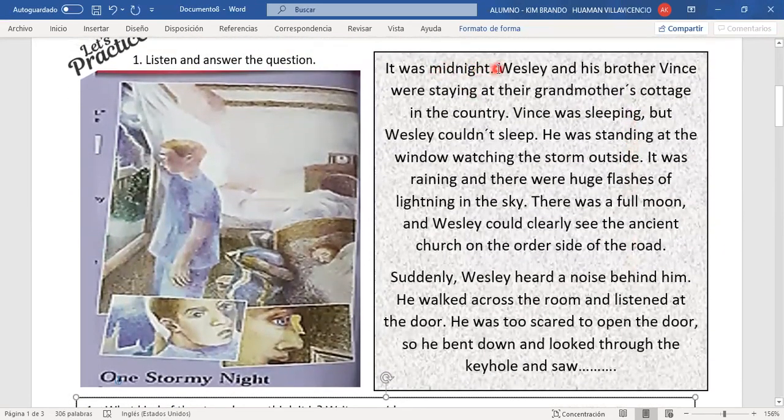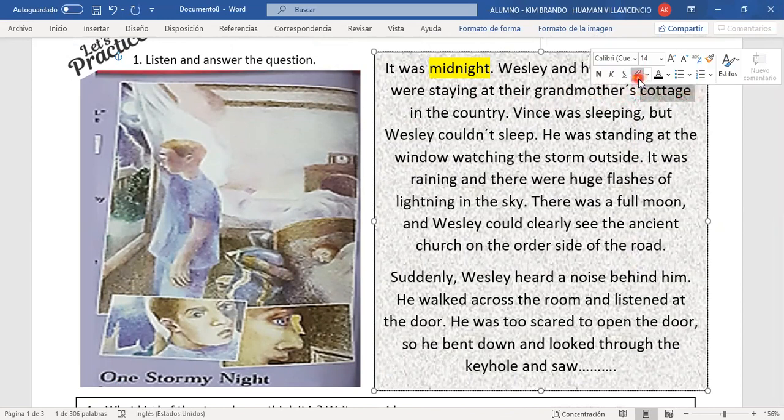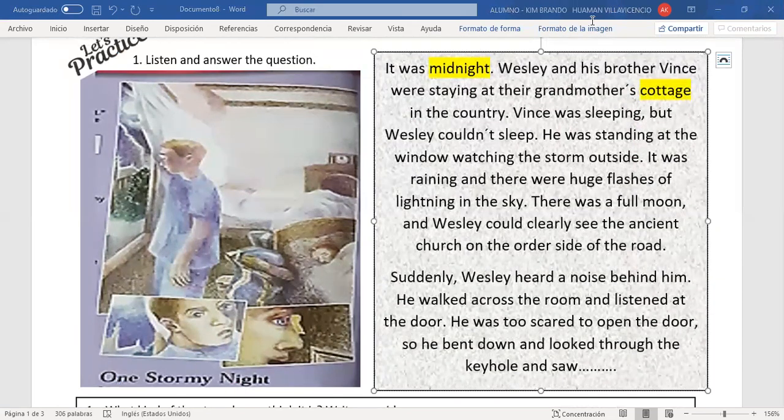Hay algunas palabras aquí para que puedan entender, ¿no? My night, medianoche. Wesley and his brother Vince were staying on their grandmother's couch. The word couch is talking about cabaña. In the country, Vince was sleeping, but Wesley couldn't sleep.